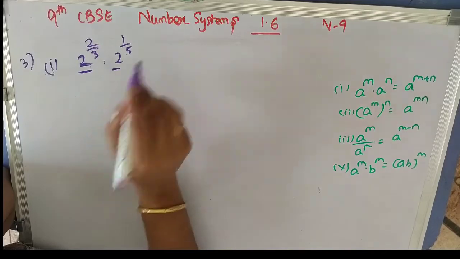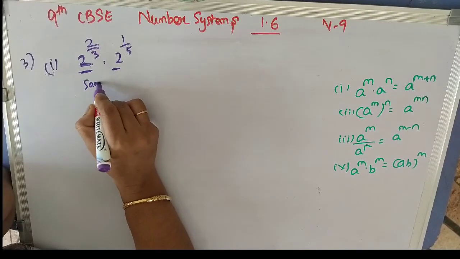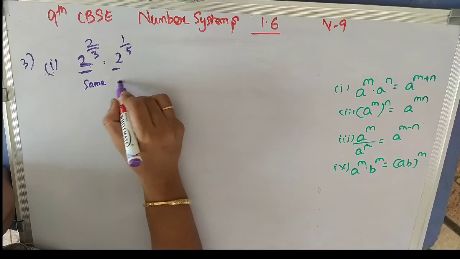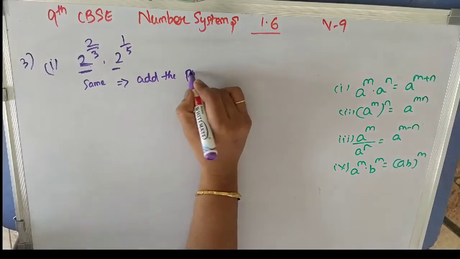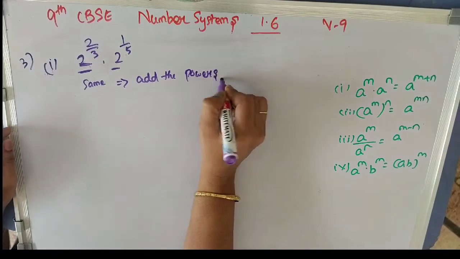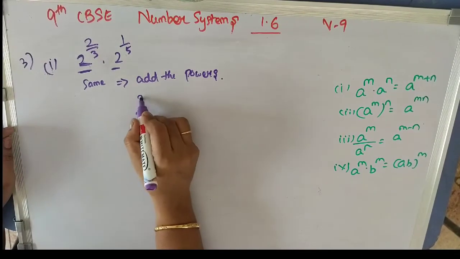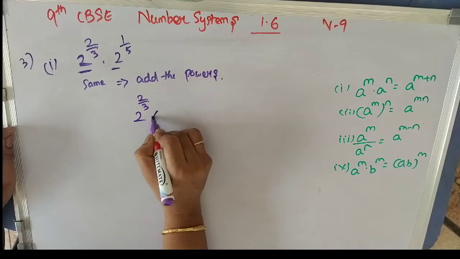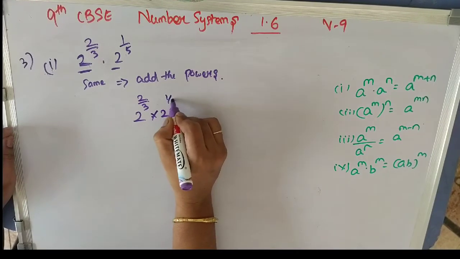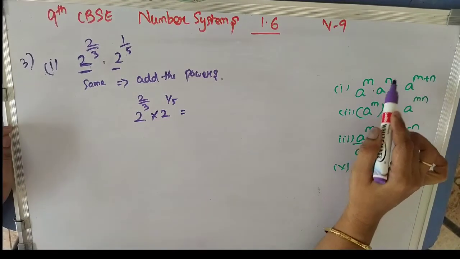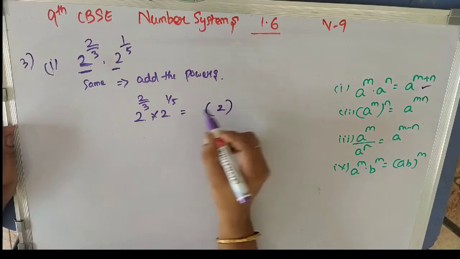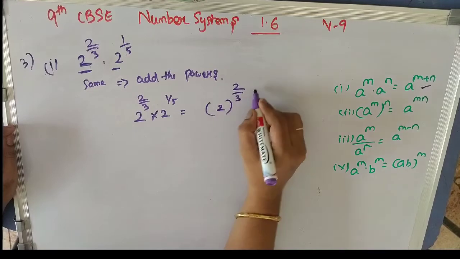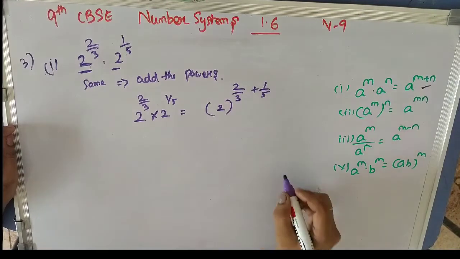Now the third question. We have to simplify 2 power 2 by 3 into 2 power 1 by 5. Here 2 is common, so we are just going to add the powers. This is the law of exponent number 1: a power m into a power n is equal to a power m plus n. So 2 power 2 by 3 into 2 power 1 by 5 is equal to 2 power 2 by 3 plus 1 by 5. We are adding the powers, isn't it?